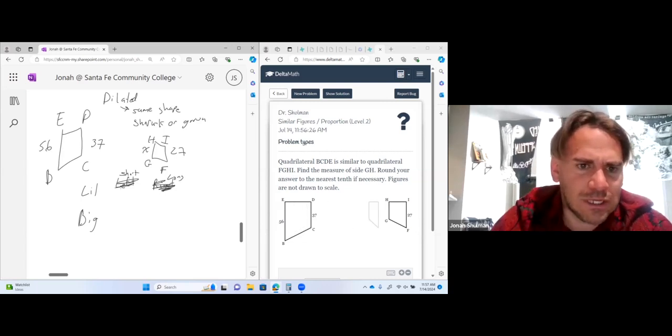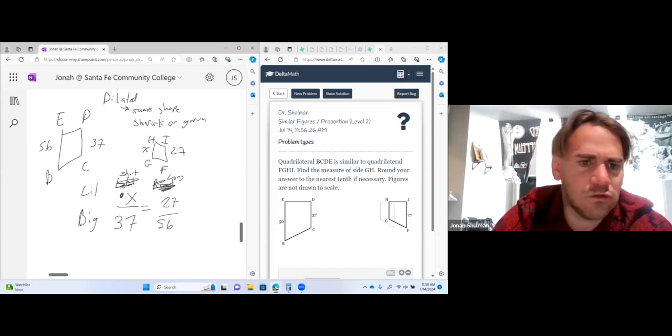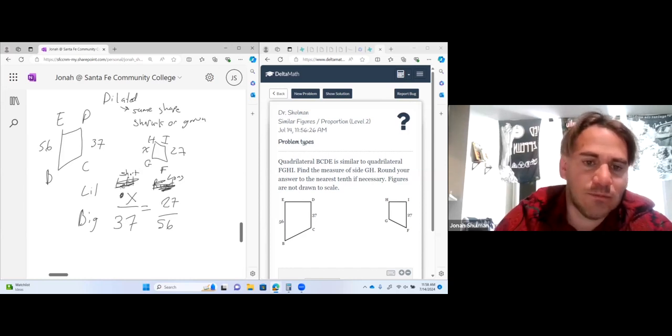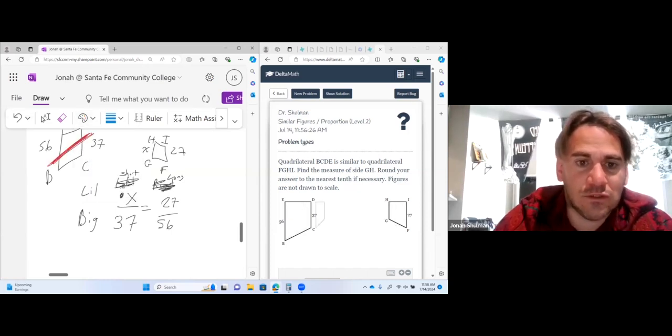So the short side is 37 on the big one. See, I always do it the other way, but the short side is 37 on the big one. The long side is 56 on the big one. The short side is X on the little one. And the big side is 27 on the little one. So little, big, short, long. However you want to make it happen. Now, it's not the way I normally do it because I like having my students do this. I would have them do it either way they want to make the fraction. 56 over 37. Oh, wrong way.